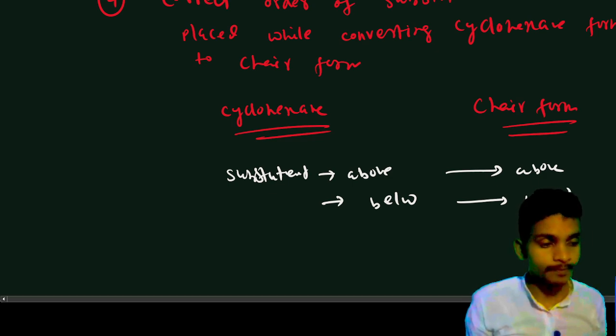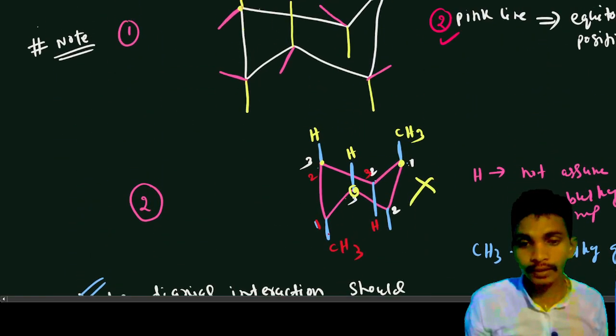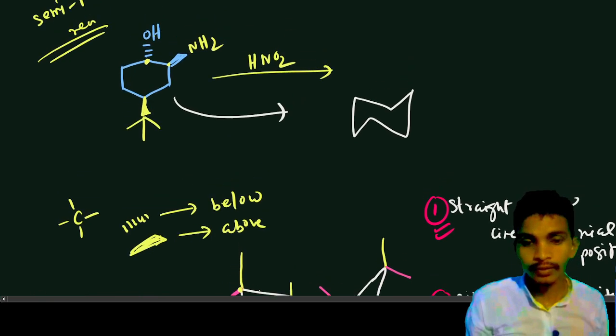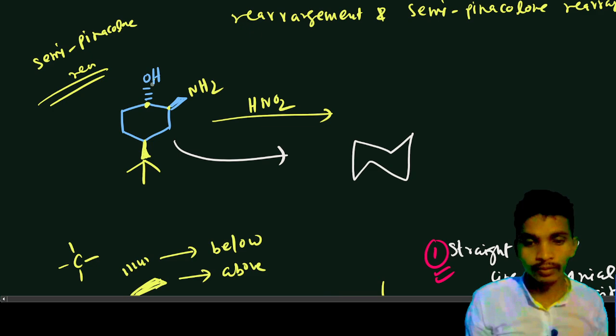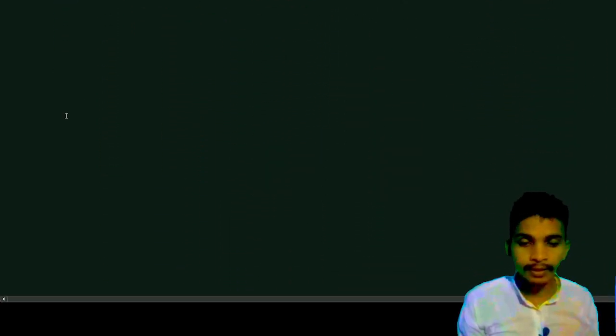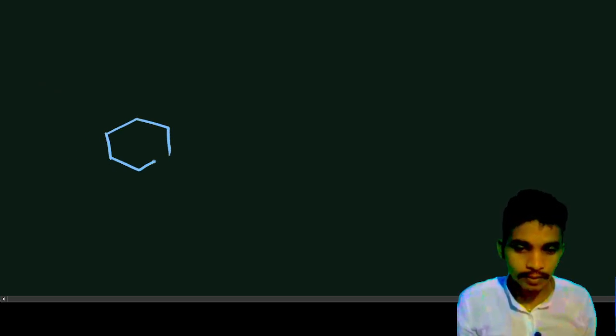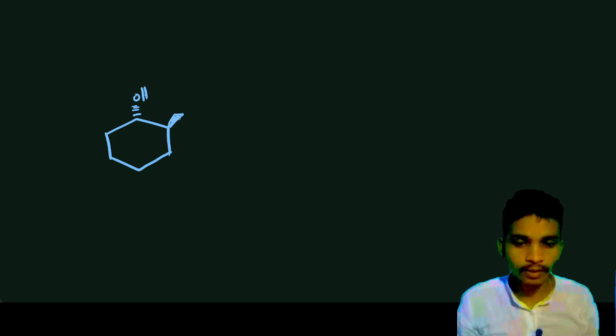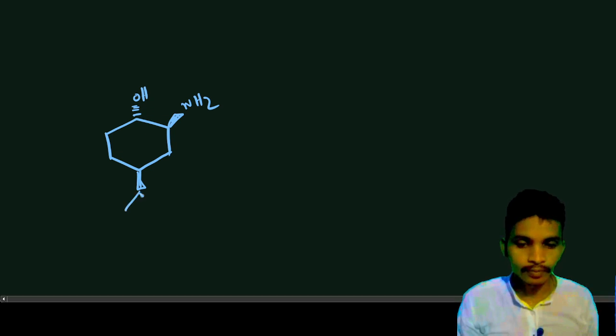And one more thing. Okay, so these things we should keep in mind. And these groups, let's see it. Here we have OH in the down position, and this is NH2 in the above position, and here we have this group.